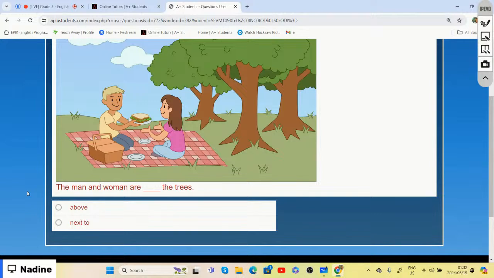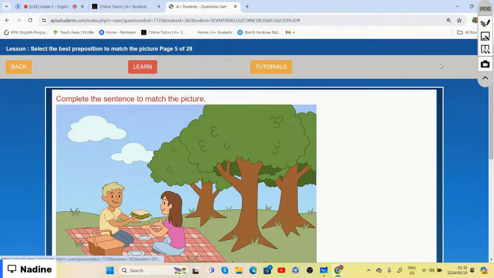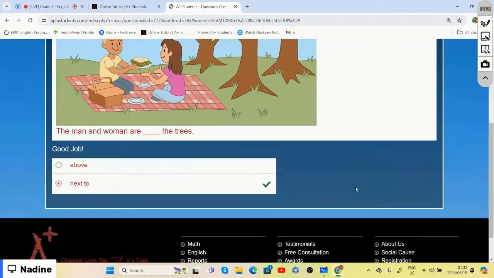All right, then if we were to select the correct one, we'll say that they're sitting next to the trees, right? So well done. Great job, everybody.